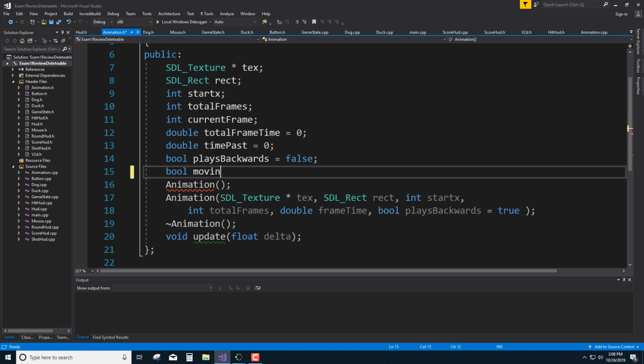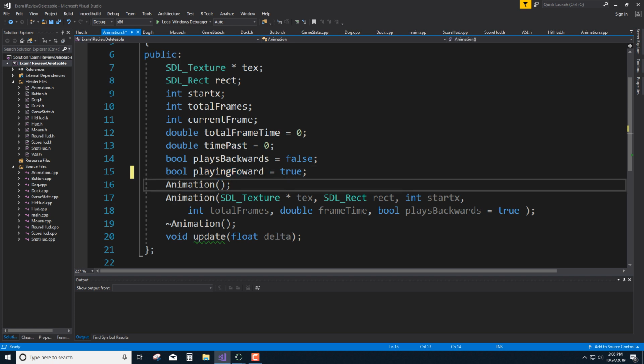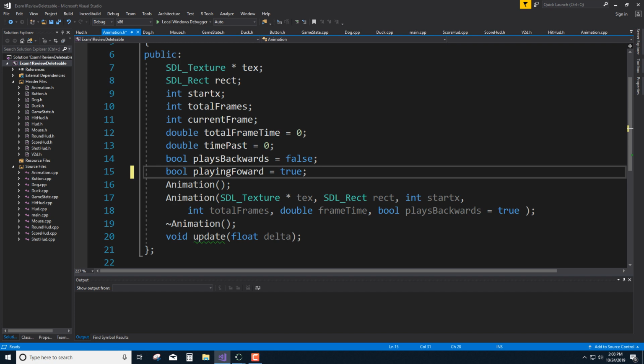Okay. Let's go to the header file and add a bool for moving, or no, playing forward. Like that. So this is going to flip. If this is false, then we're moving backwards.